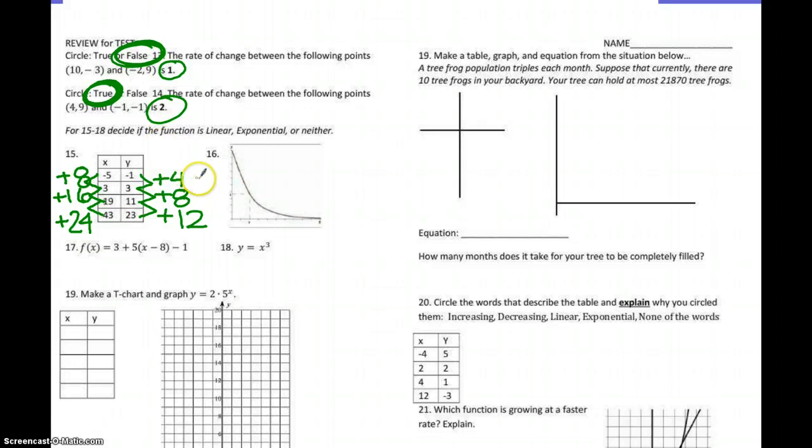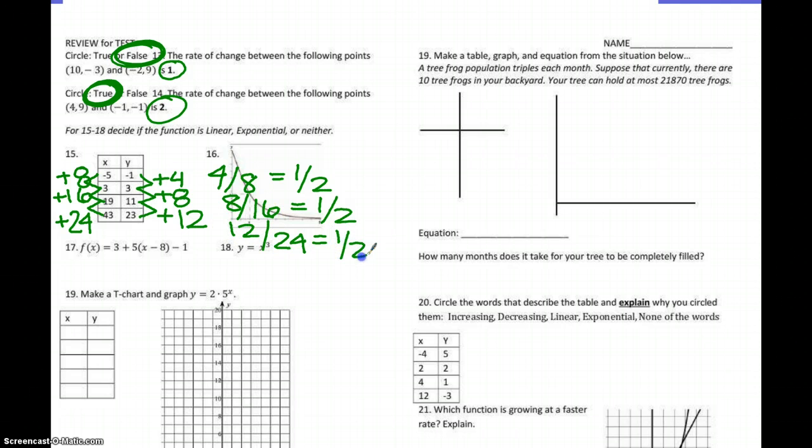So then from here, again, we want to decide, is this staying the same the whole way through? So we would do rise over run. So here it'd be 4 over 8, which 4 out of 8 pieces is the same as half. 8 out of 16. 8 is half of 16. And again, 12 out of 24. 12 is half of 24. And your calculator would simplify those for you too, but notice that it's 1/2 every single time. Therefore, it has to be linear. So number 15 is linear.